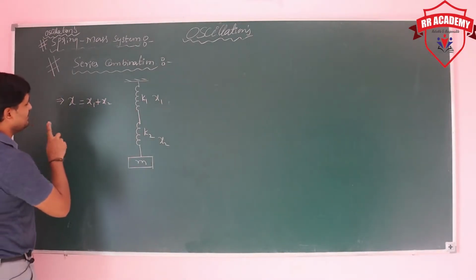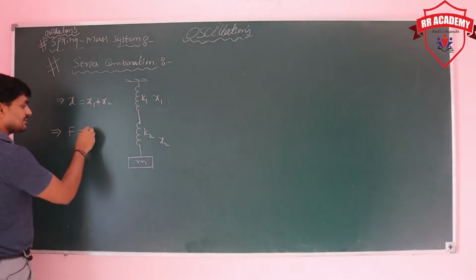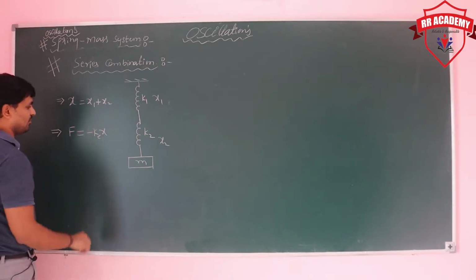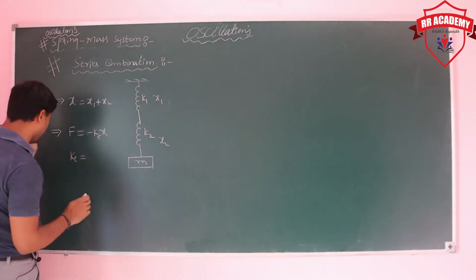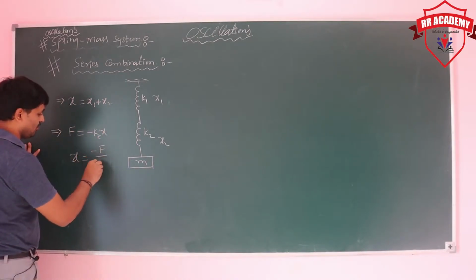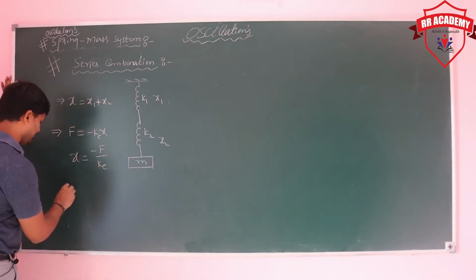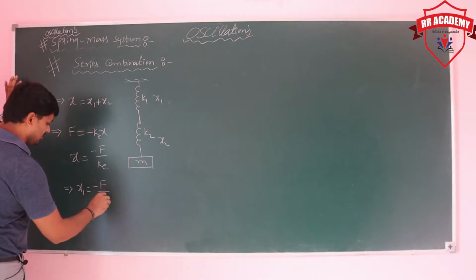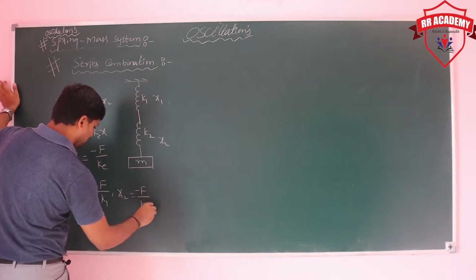Now see here, this total extension we can write as total force into total spring constant into displacement. K is the effective spring constant or total spring constant. Then X equals minus F upon K effective. Similarly, x1 is equal to minus F upon K1, and x2 is equal to minus F upon K2.